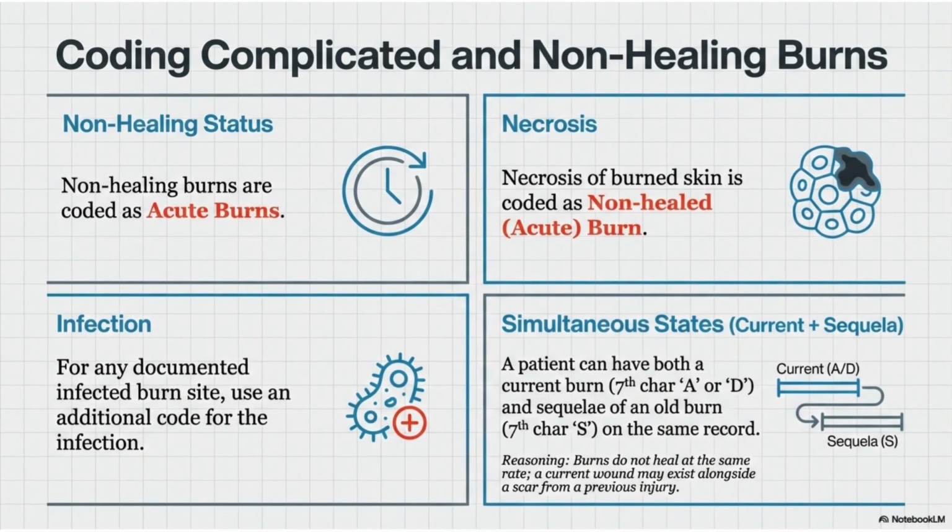Burns have their own healing logic. A non-healing burn is still coded as an acute burn. If there's necrosis, we also code it as an acute burn. If the burn is infected, we add an additional code for the infection. And here's a unique situation. A patient can have both a current burn and a sequela of a previous burn at the same time. Burns heal at different rates, so it's completely appropriate to see both A or D and S characters in the same record.